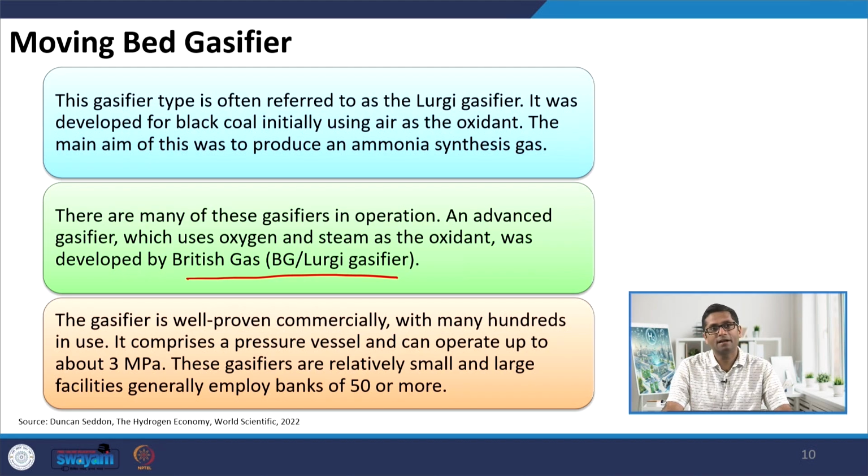Further, we need to understand that normally the capacities of these gasifiers are small in nature. So if you have a plant that is working at a larger capacity, there would be many gasifiers used in series. Normally the operating range is of the order of 30 bars or so. And there are many gasifiers currently in operation with feedstocks such as coal, leading to production of synthesis gas, which could be used for different industrial applications.